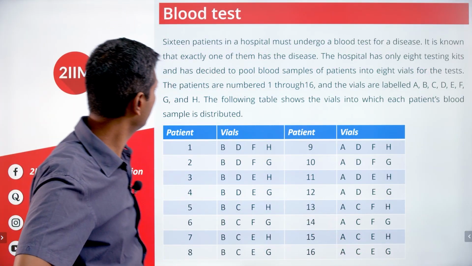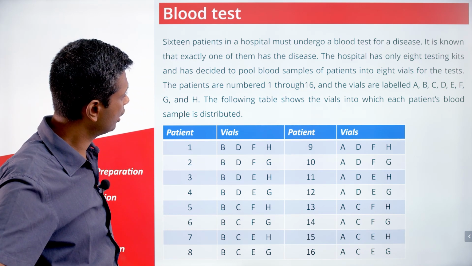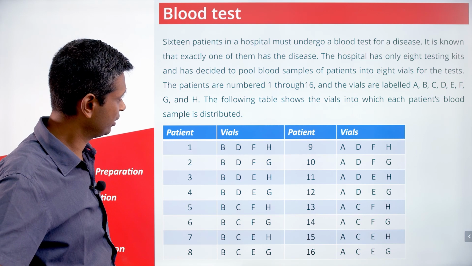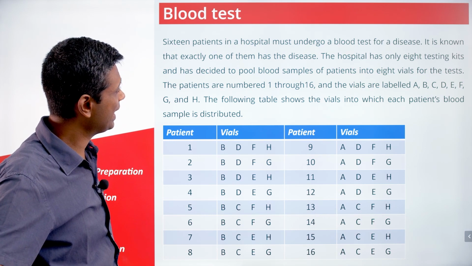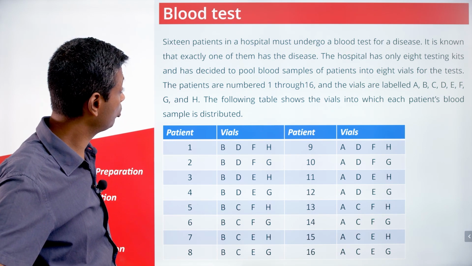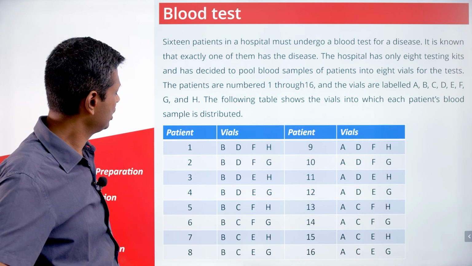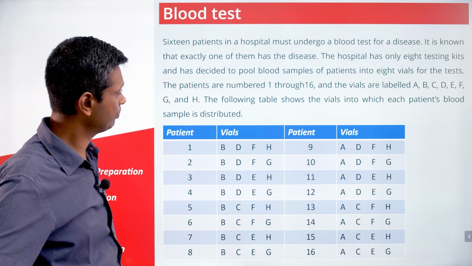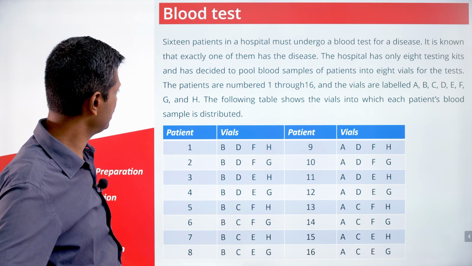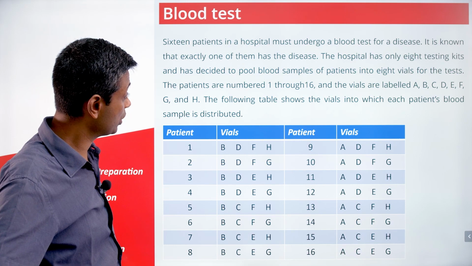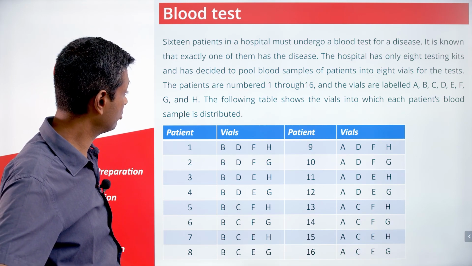Blood test. You see this: 16 patients in a hospital must undergo a blood test for a disease. It is known that exactly one of them has the disease. The hospital has only 8 testing kits and has decided to pool blood samples of patients into 8 vials for the test. The patients are numbered 1 through 16 and the vials are labeled A, B, C, D, E, F, G and H. The following table shows the vials into which each patient's blood sample is distributed.